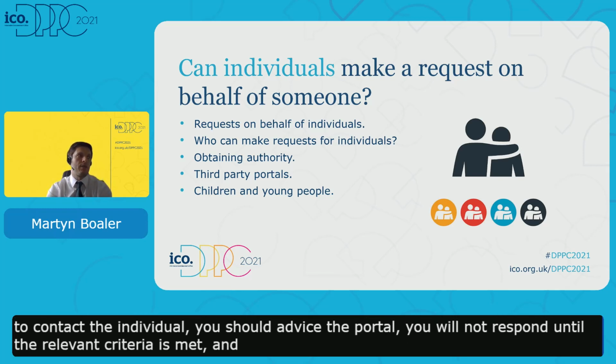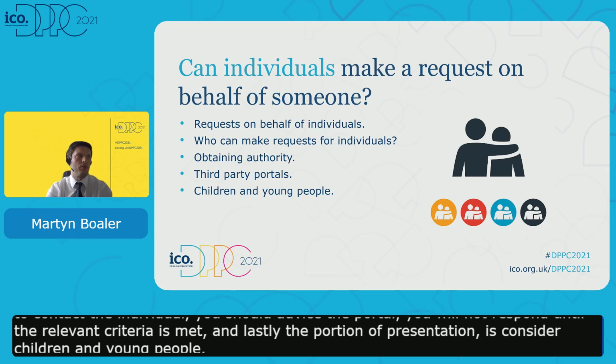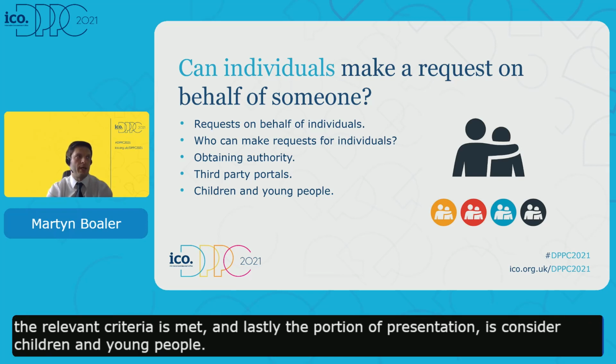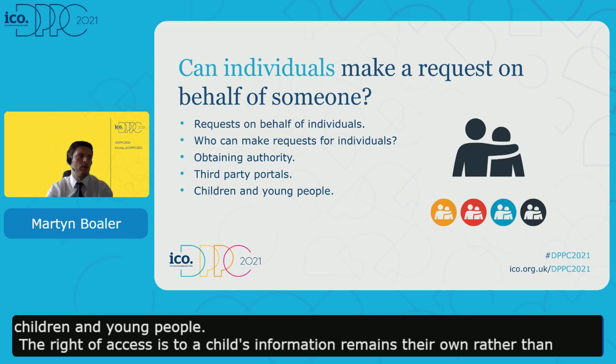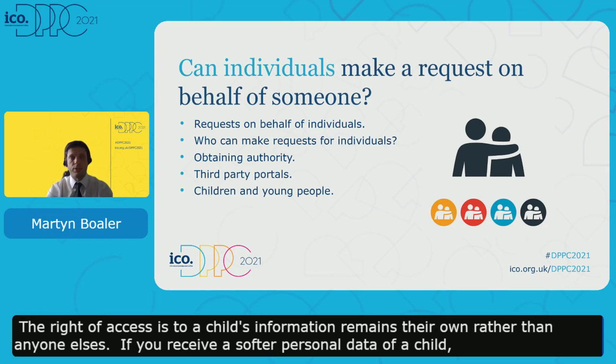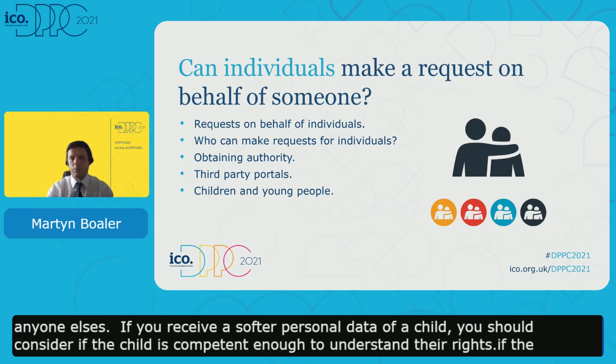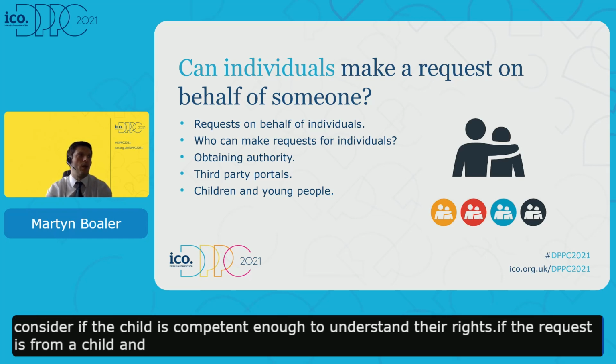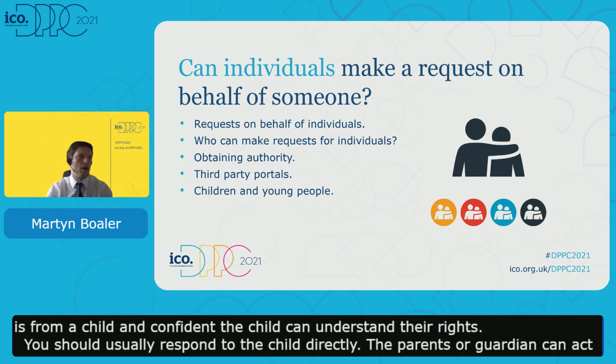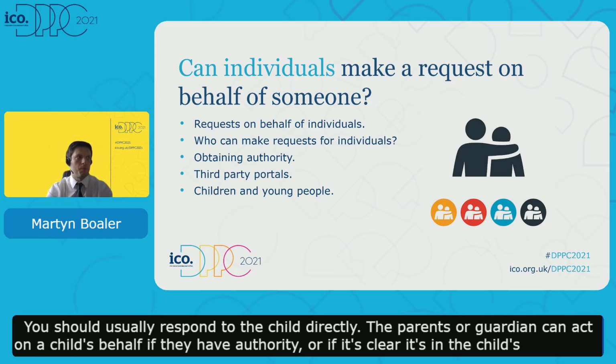So the right of access to a child's information remains their own rather than anyone else's. If you receive a SAR for personal data of a child, you should consider if the child is competent enough to understand their rights. If the request is from a child and you are confident that the child can understand their rights, you should usually respond to the child directly. A parent or guardian can act on a child's behalf if they have authority or if it's clear it's in the child's best interests. A child can authorise a third party to make the request if they are competent.